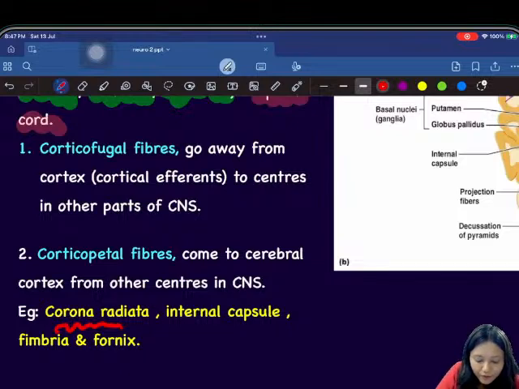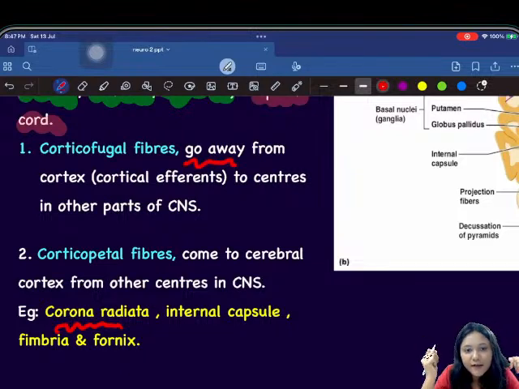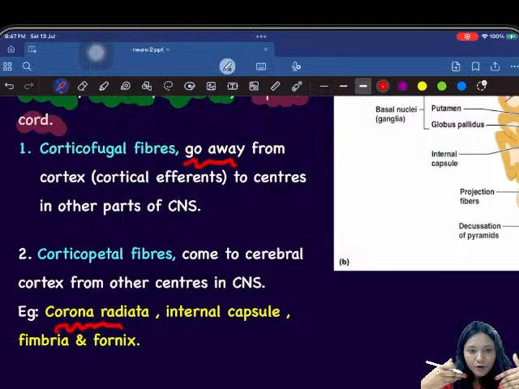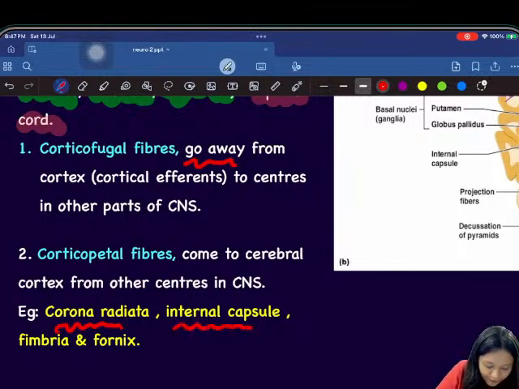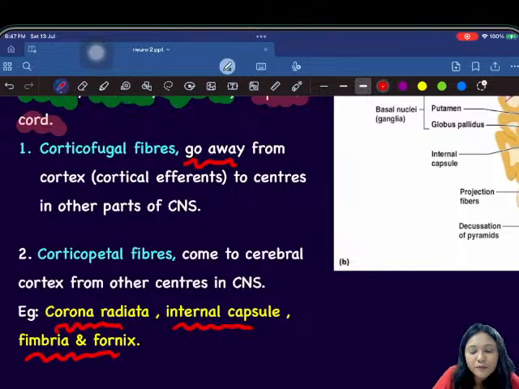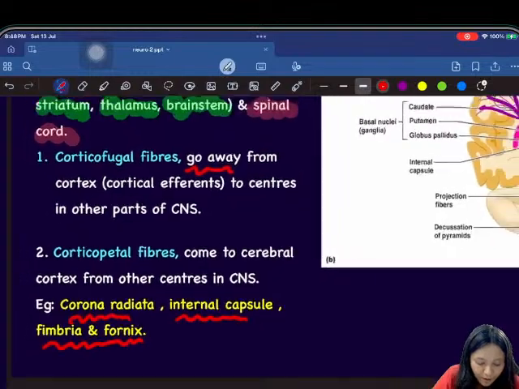Fugal fibers go away from the cortex to the centers in the other parts of the CNS, and corticopetal fibers come to the cerebral cortex from the other centers. So corona radiata, internal capsule, fimbria and fornix. Not the forceps major and minor, those are different things. But fornix, fimbria, corona radiata and internal capsule are the corticopetal fibers, and those are the projection fibers.